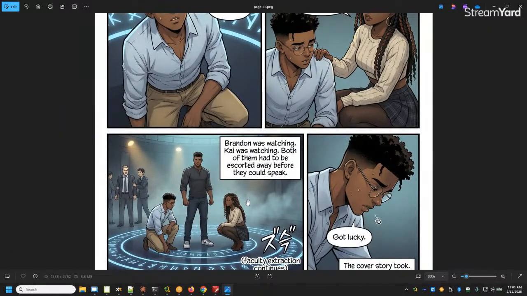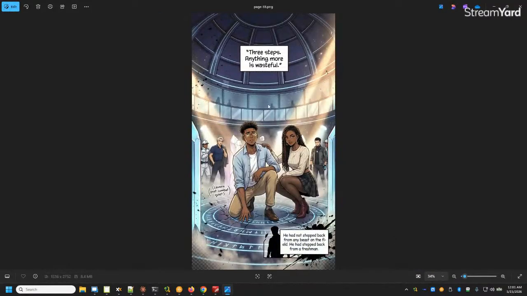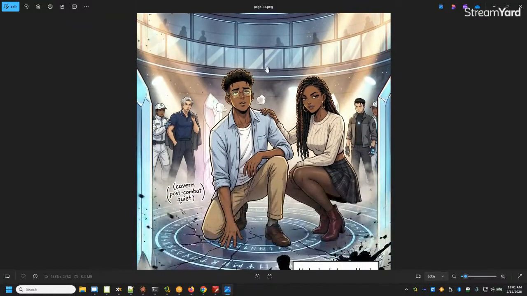Brandon was watching Kai. Brandon was watching. Kai was watching. Both of them had to be escorted away before they could speak. Got lucky. The cover story took. Daniel did not yet press it because that's not who he is. But he is going to ask him. 3 steps. Anything more is wasteful. Okay.